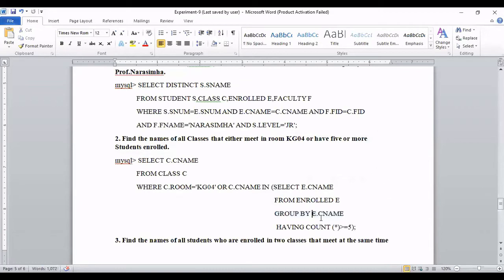If we apply group by CNAME, suppose that table has 100 records. As per the CNAME, it will group, then it will count. We can only count per group by applying group by. If you don't use group by, then count will simply give the number of rows present in the table. It will not count how many courses are assigned to a particular student. So that's why we need to group by first.